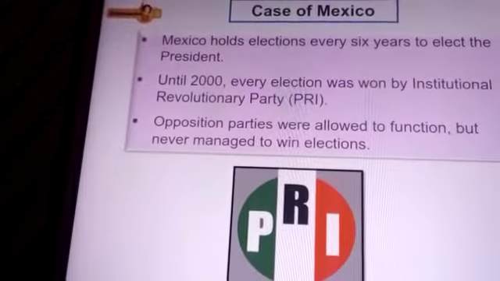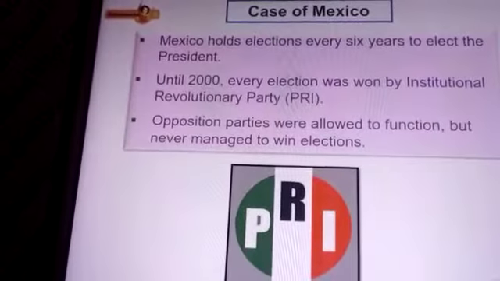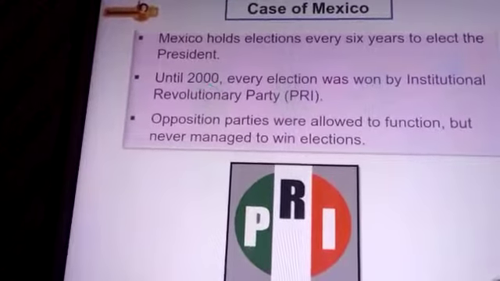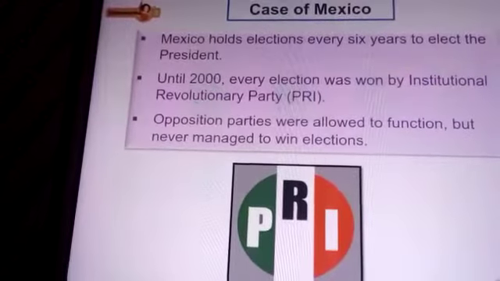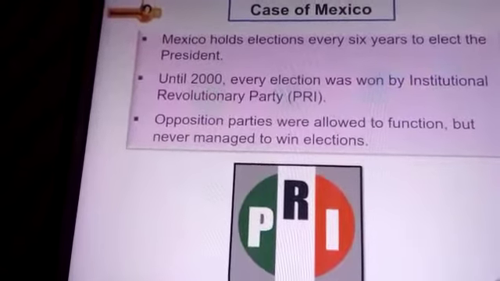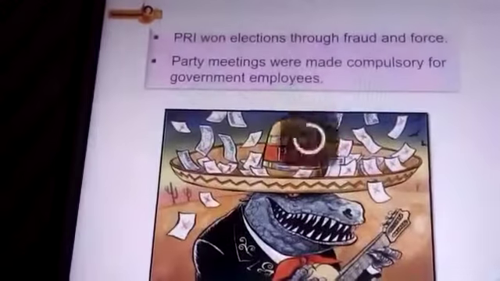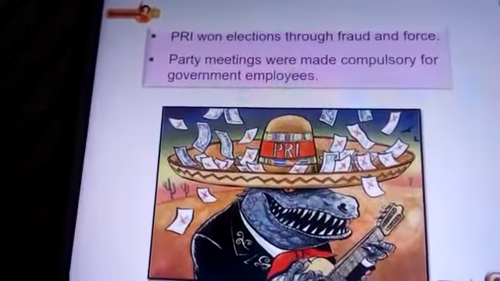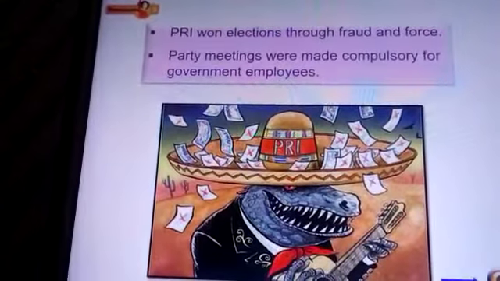Until 2000, every election was won by the Institutional Revolutionary Party, or the PRI. Simultaneously, the opposition parties were allowed to function, but they never managed to win the elections. Clearly, the PRI had won elections through the twin means of fraud and force.